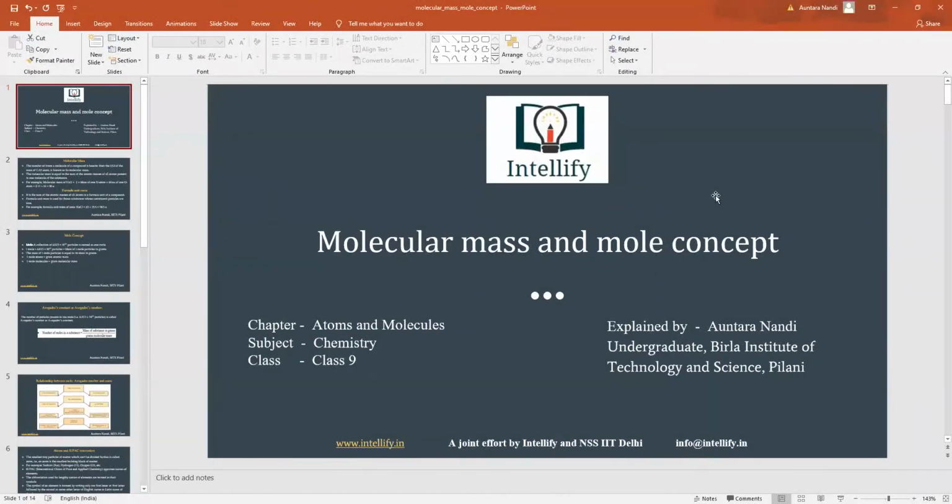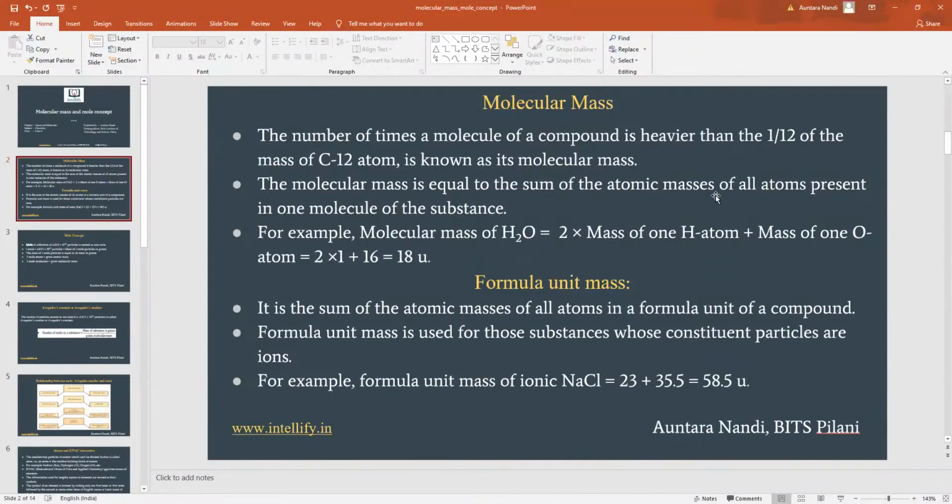So today we will be discussing the concept of molecular mass and mole concept from the chapter Atoms and Molecules, class 9. Molecular mass. The number of times a molecule of a compound is heavier than 1/12 of the mass of a carbon-12 atom is known as its molecular mass. In simple terms, you can say the molecular mass is equal to the sum of the atomic masses of all atoms present in one molecule of a substance.